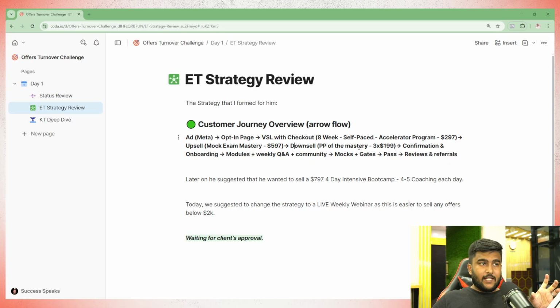So if they say yes or no to that, they will go to the confirmation page regardless, where the onboarding will be happening. They will get the weekly modules, Q&A sessions, the community access. They're also going to get the mocks and gates. All of that they're going to get. Then they're going to pass the exam. Then we are going to send them reviews and referrals and all of that. So all of this was the initial customer journey that we had finalized for that particular client.